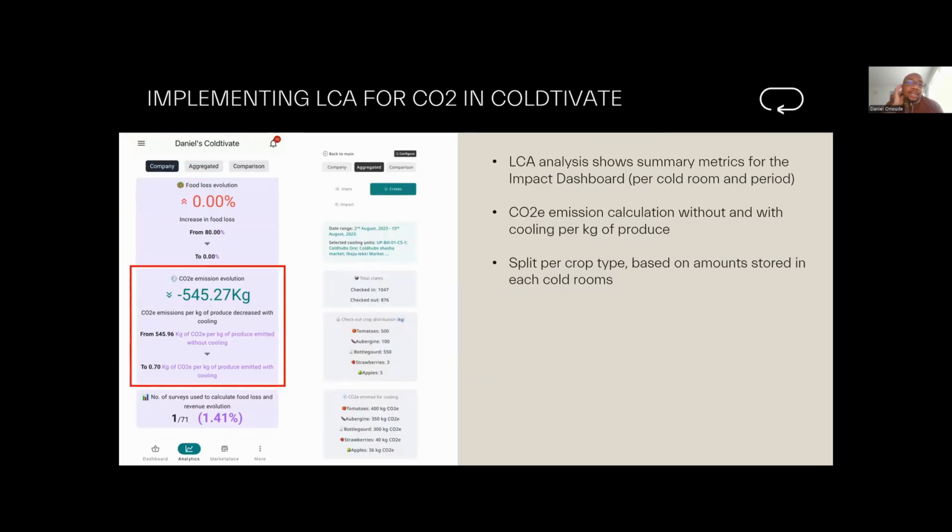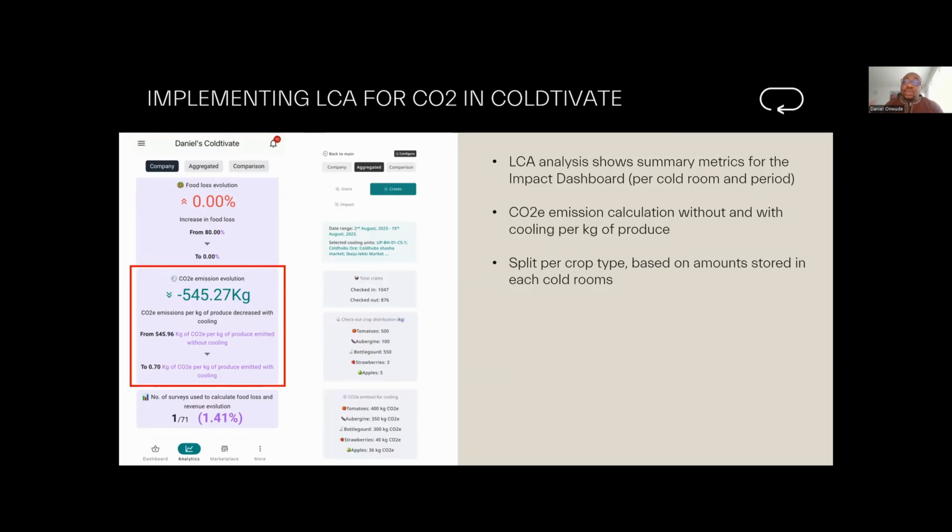And then in this slide, we show that the LCA results are also presented through the Cultivate Impact dashboard. On the left of your screen, you can see an example where the user can track food loss evolution. As I said earlier, here the food loss has been reduced from 80% down to almost zero. Anyways, this is just an example and not accurate data.